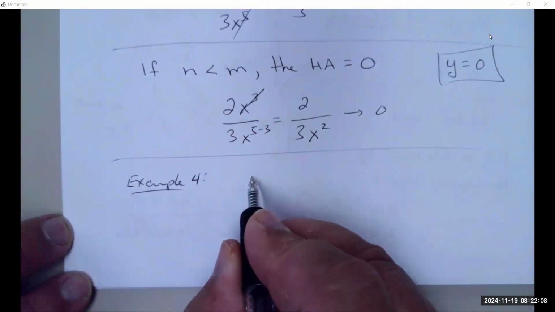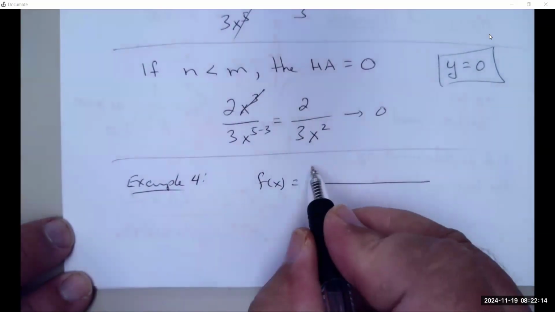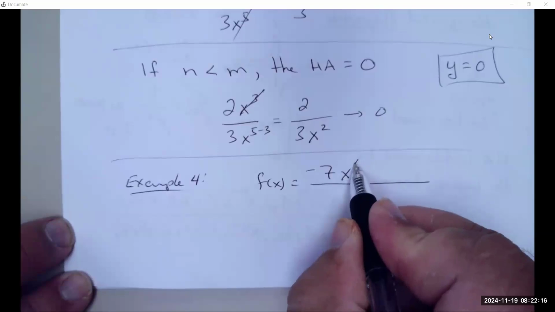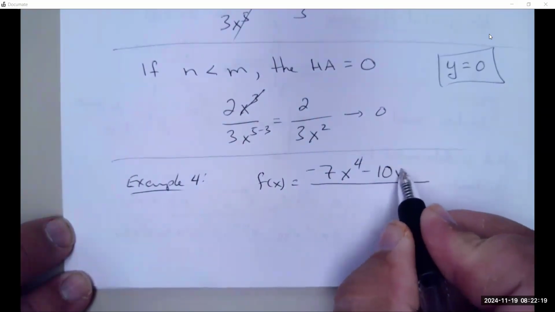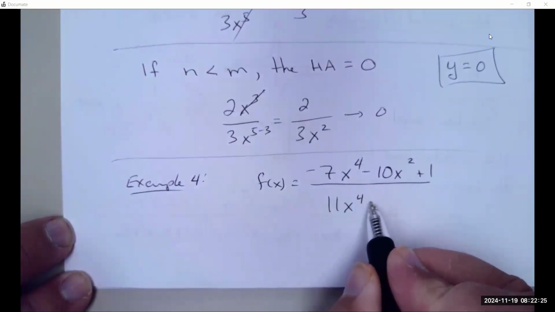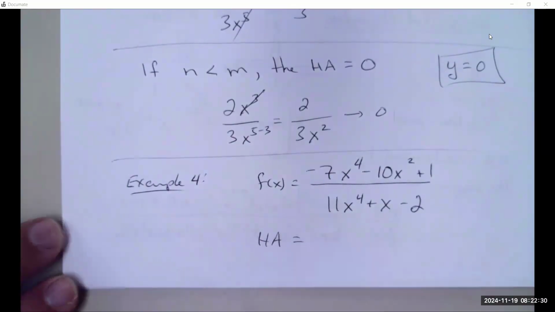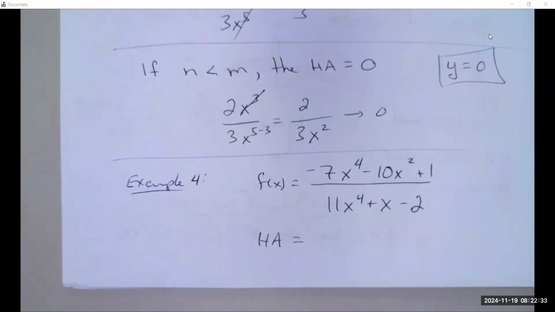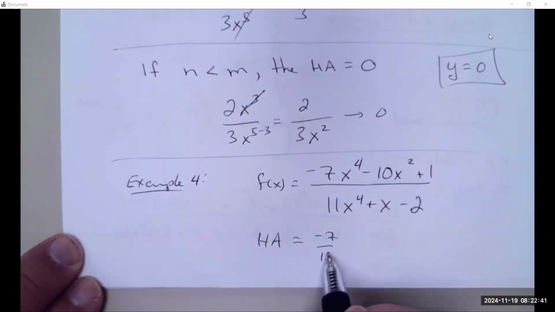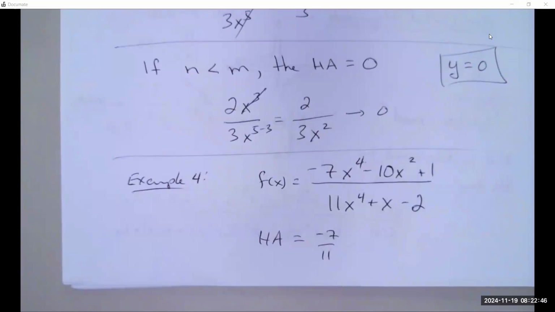Example 4. Find the horizontal asymptote of this polynomial. Because the degrees are the same. That's how easy it is.